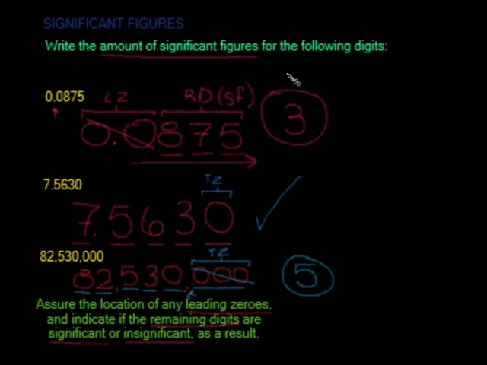To summarize, these significant figures assisted us in assuring the location of any leading zeros or trailing zeros, and indicated if the remaining digits, so whole number digits, are significant or insignificant, and thus we KGI scientists have discussed significant figures as a result.